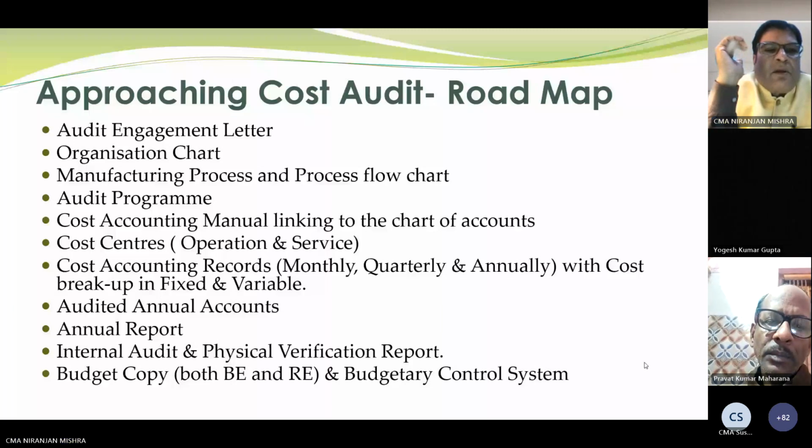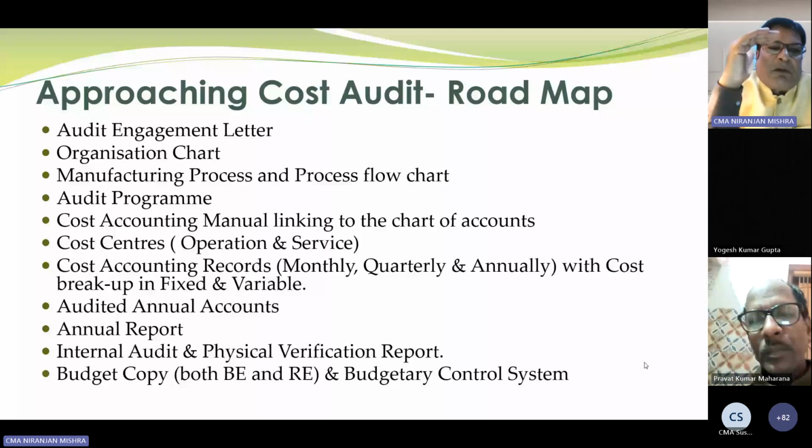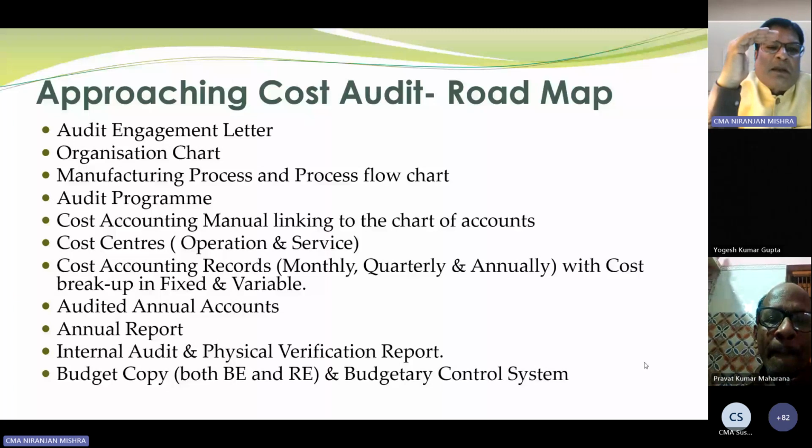Then we have to see whether there is a cost accounting manual in the company, and if the cost accounting manual exists, whether it is linking to the chart of accounts. Because in the chart of accounts there is the accounting code. If the company has SAP, is maintaining the accounts in SAP, and there is a CO module, then definitely the cost accounting manual must be linking to the chart of accounts.